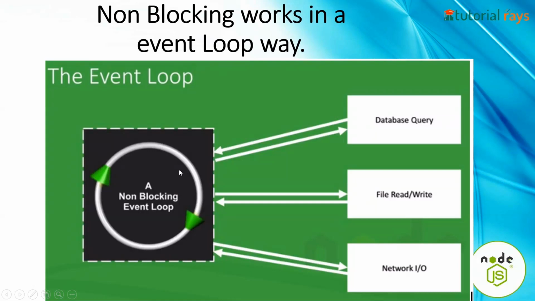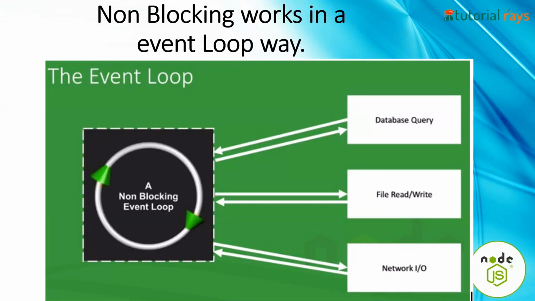Then it sends one to a database query, then one to file reading, and one to the network. So this works in a non-blocking way. I've explained before that it works as non-blocking. So how does it work as non-blocking? This is the non-blocking event loop, which, as I explained before, is a part of the libuv library. It keeps watching which one requires less time, and it keeps sending that one first. This way it works faster and in an asynchronous way.